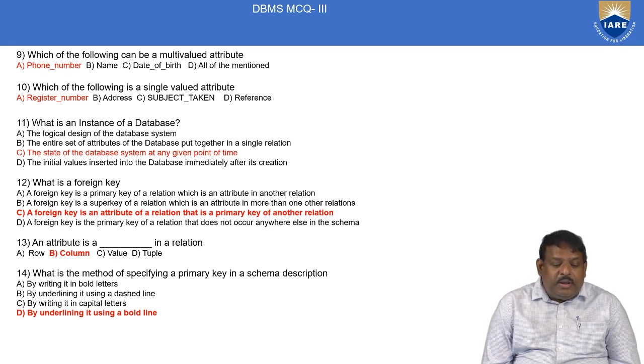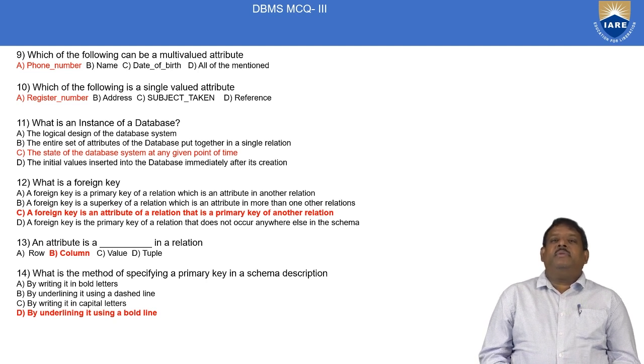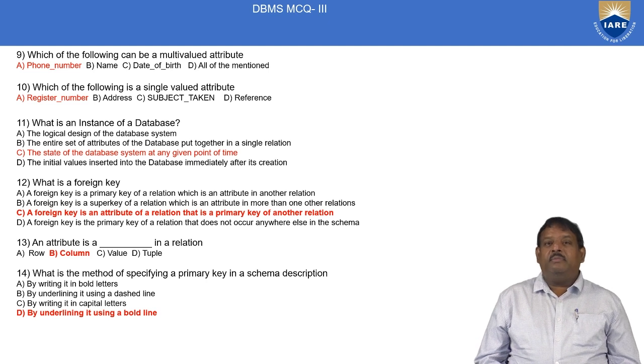Okay. Next, the 11th question. What is an instance of a database? Is it the logical design of the database system? Is it the entire set of attributes of a database put together in a single relation? The state of the database at any given point of time? The fourth option is the initial values inserted into the database immediately after it is created. So here we have four options. What is the instance of a database?